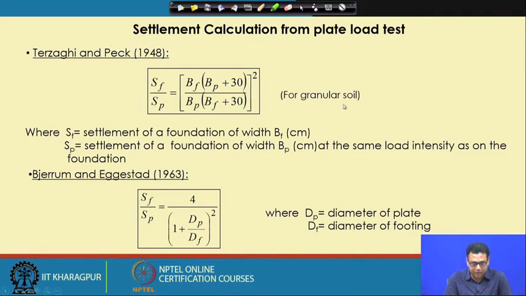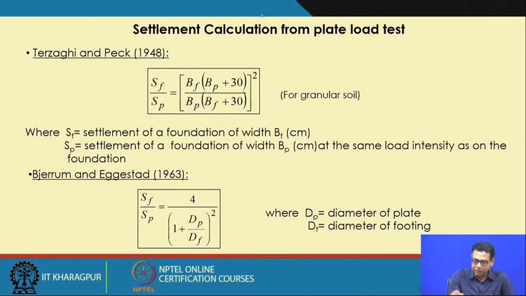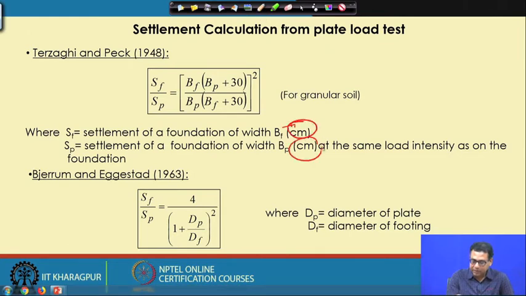Remember that this is for granular soil, and if we are using this correlation, then BP and BF, the width of the plate and the width of the footing, should be in centimeter. Remember that this should be in centimeter. This is applicable for granular soil and for the footing. So, we can use this correlation to correlate the plate settlement and the foundation settlement, or for determination of the foundation settlement.